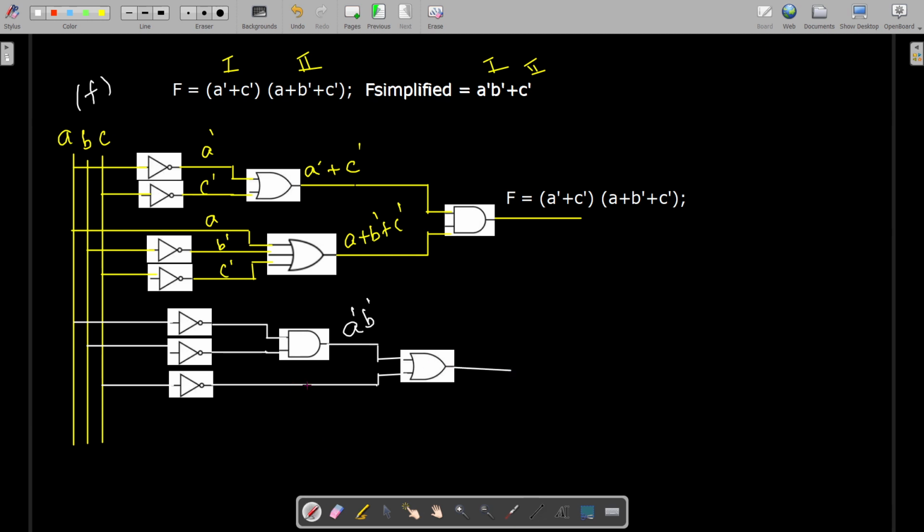So here it is C dash. So the output, so this output gives us the simplified A dash B dash plus C dash. So this is the logic diagram for the simplified one.